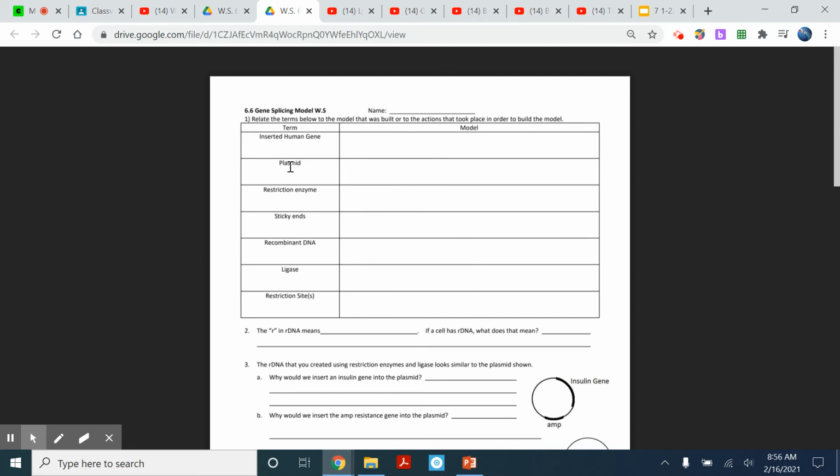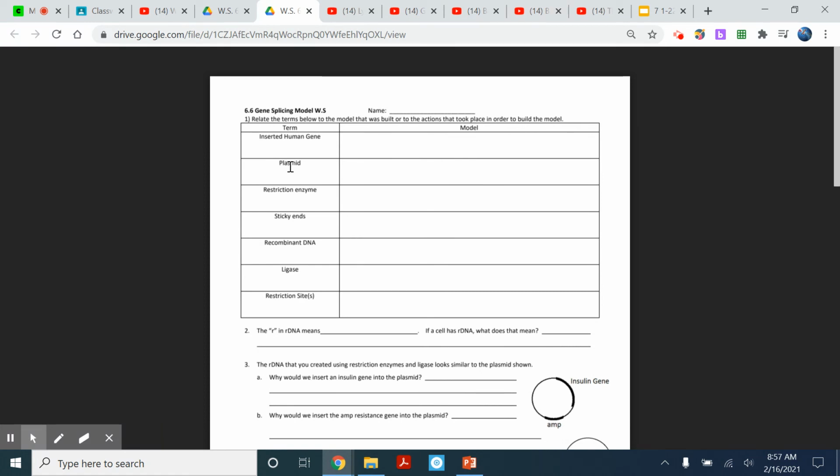What were our restriction enzymes? Ampicillin. That is the antibiotic. This is our restriction enzyme because we found a site and we cut it. So our scissors represented the restriction enzyme that can cut DNA at a restriction site.